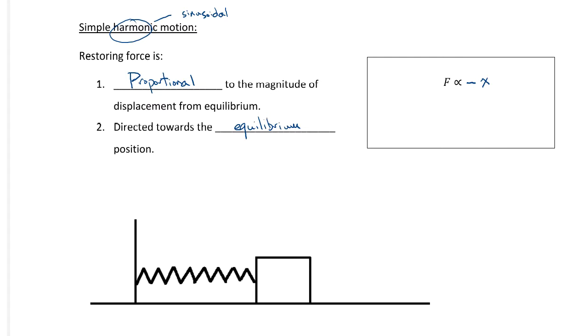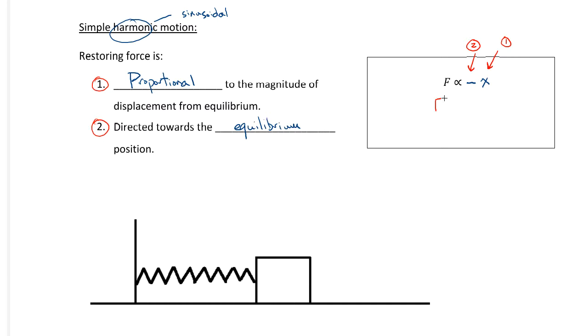This negative here is the second part of our definition. It's the fact that it is being pulled back towards the equilibrium position. And this is, of course, the fact that it's proportional to the displacement. So if we double x, we double the force. And if x is positive, meaning the displacement is to the right, then the force is to the left. So this statement captures both of these characteristics.